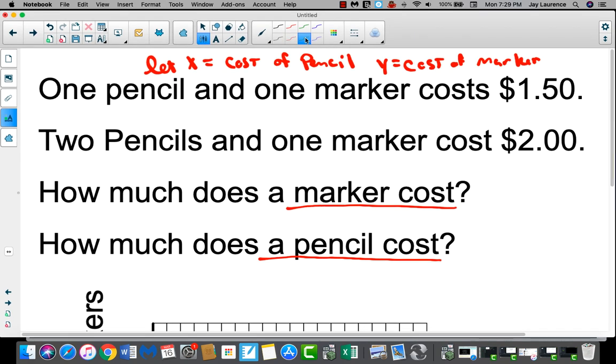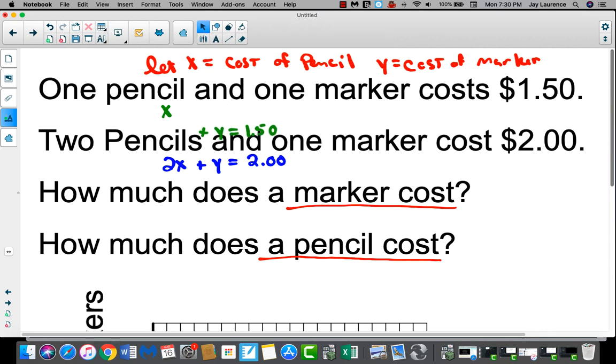Well, I'm going to need two equations. My first one is going to be the cost of one pencil, which is x, plus the cost of one marker, which is y, and that's going to equal $1.50. The other equation is going to be two pencils, so I'm going to have 2x, the cost of two pencils, plus one marker, the cost of one marker, which is y, and that's going to equal $2. Now that I have that, I can go ahead and graph these equations.